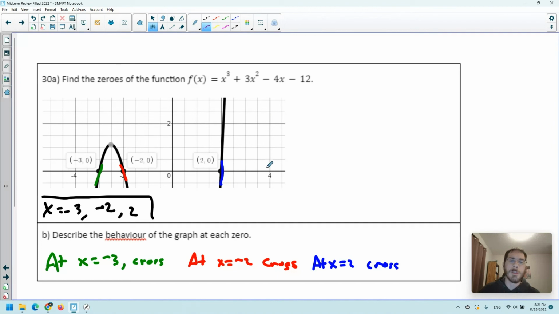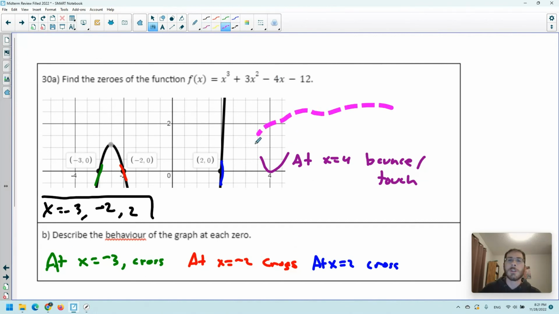Again, that would be the other situation, whereas if we were to have something that looks like this, we would say at x equals 4, this would be a bounce or a touch. That would be the only other option we could have. I'm not going to put it down here because this isn't actually part of the question. This is just a little extra aside for your reference.